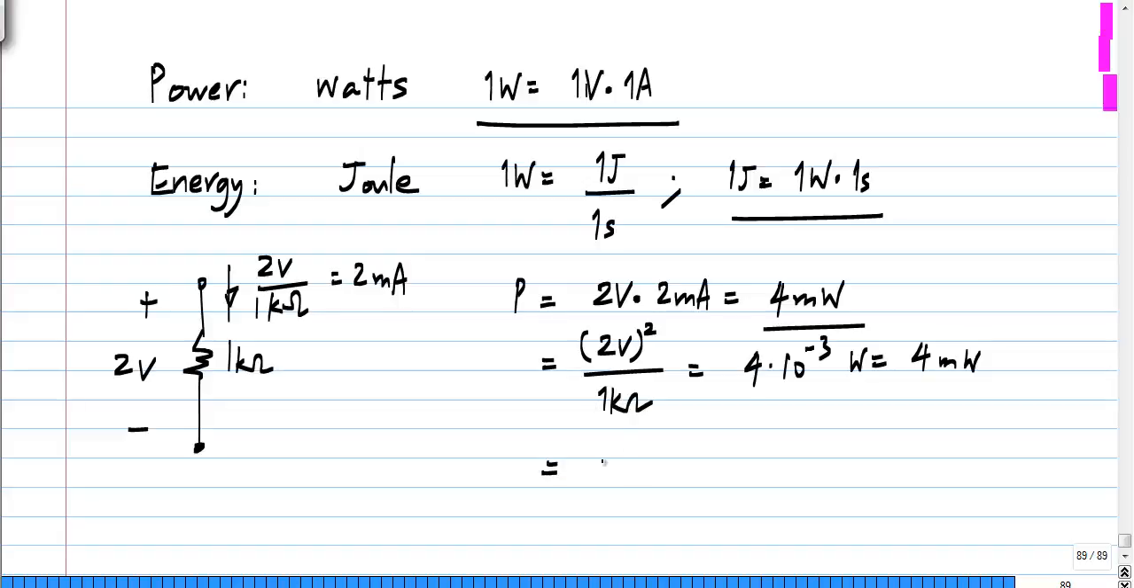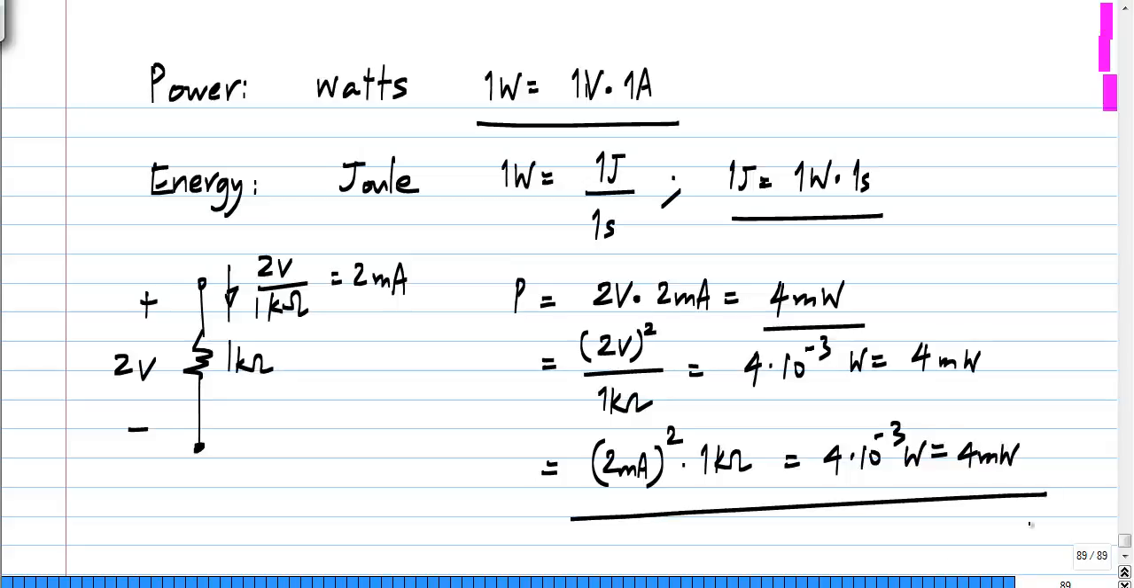Obviously, we will get the same answer if you use I square R, which is the square of the current times the resistor. You have milliamp squared here, so this is 10 to the minus 6, this is 10 to the 3. So, we have again 4 times 10 to the minus 3 watts, which is 4 milliwatts. Okay. Obviously, all these should give the same answer because all those formulas are formulas for the same thing, the power dissipated in the resistor.